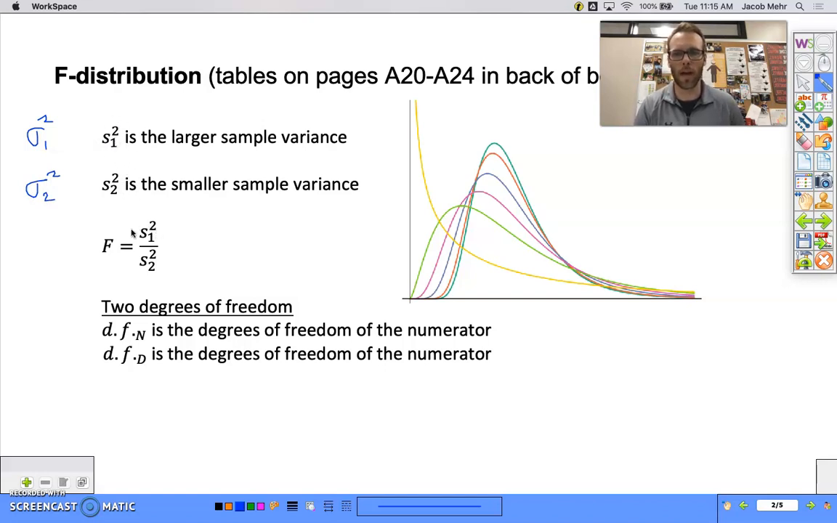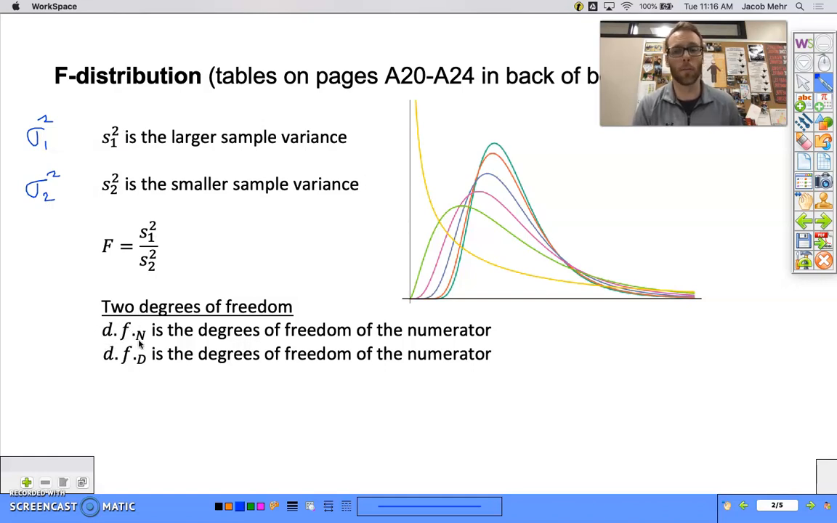The reason that we do that is, if we pick S sub 1 squared to be the larger of the two, what's going to happen with our fraction? Well, this is always going to end up being greater than 1, which means that we're always going to have a positive distribution. So when I said there's 2 degrees of freedom, that's because we have degrees of freedom from our first population and our second population, and this is what we're going to call it, df sub n.